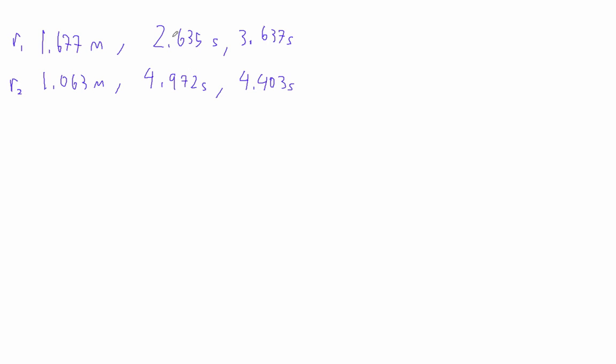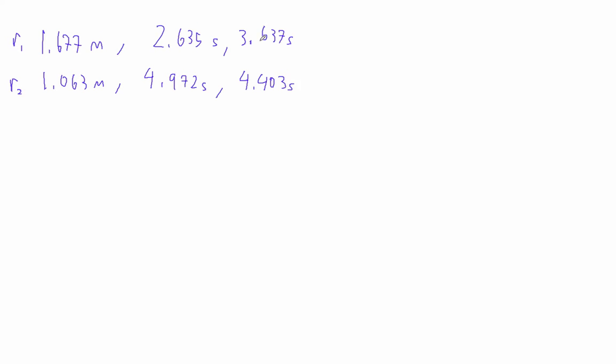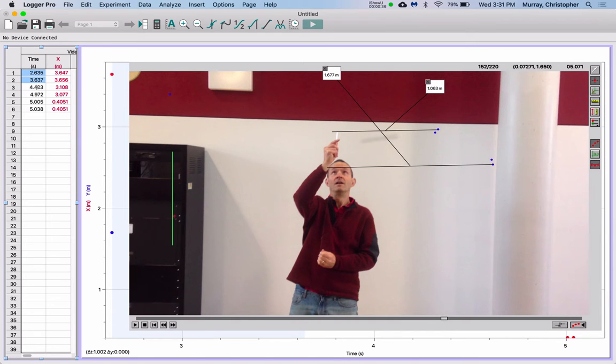Now let me just show you where these come from. This is the time when it was on my left side for the first time, and this is when it was on my left side the second time. These numbers come from here, right? There's my 3.637, 2.635 is there, and here is the 4.403 and 4.972. And then these are those distances. Remember, we measured those using the little tool right there. So that's where those come from.